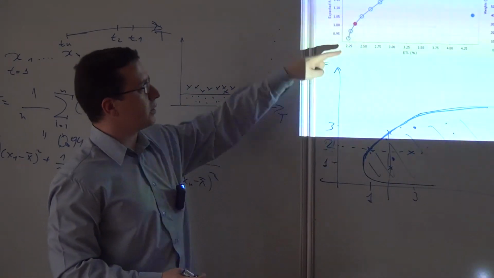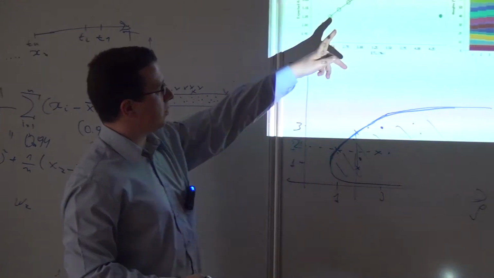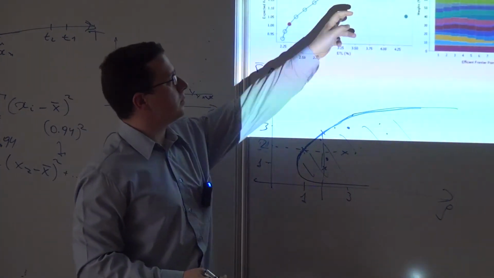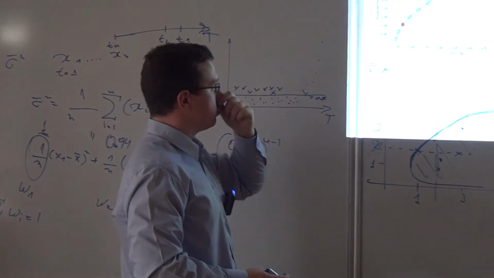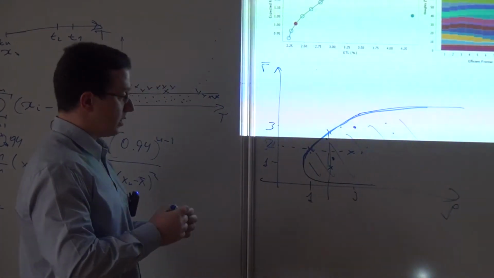And this is the efficient frontier. This is what we have here. The only thing we lack here is the points where the different assets fall. But for visualization purposes, this is enough.